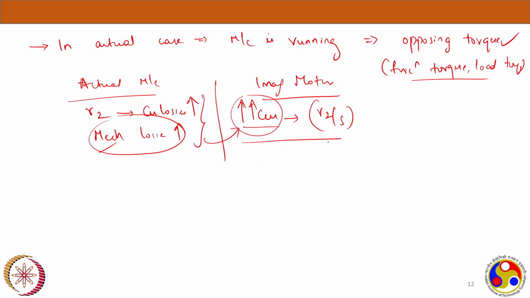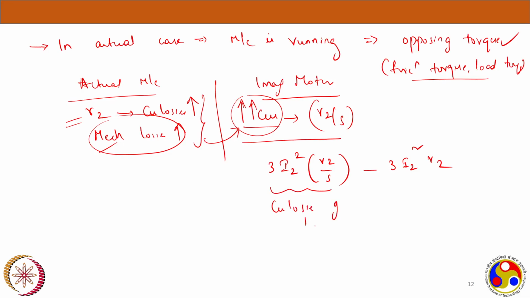So, this is the fictitious motor copper losses. That is, if you take the copper losses of the total machine, I2 square R2 by S. Now here the actual copper losses are I2 square R2. So this is the copper loss of the imaginary motor, and this is the copper loss of the actual motor. If you subtract this from the copper loss of the imaginary motor, then you will get the mechanical power.